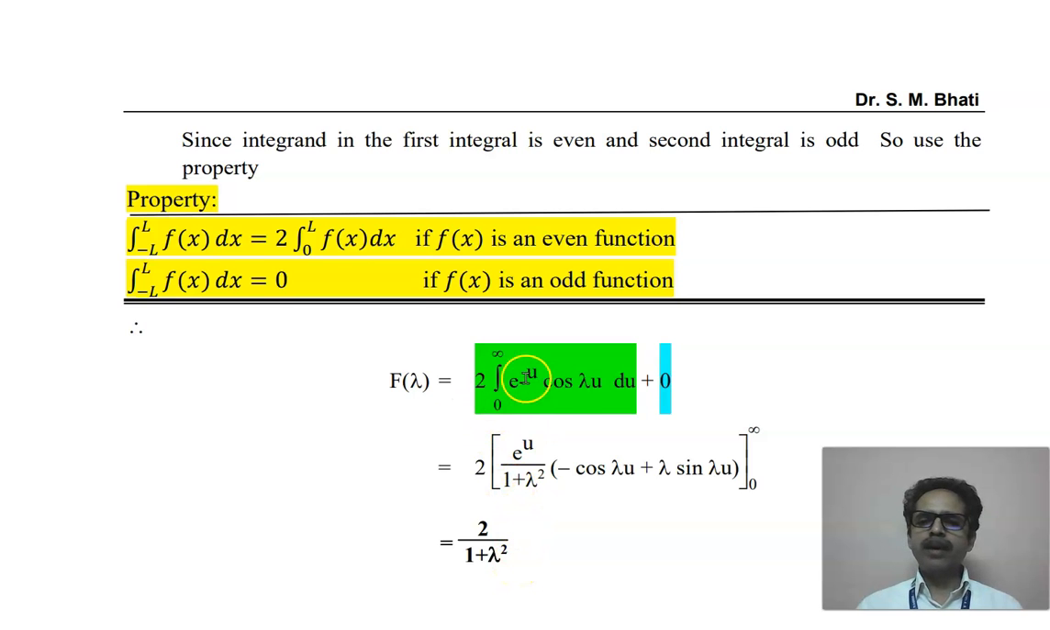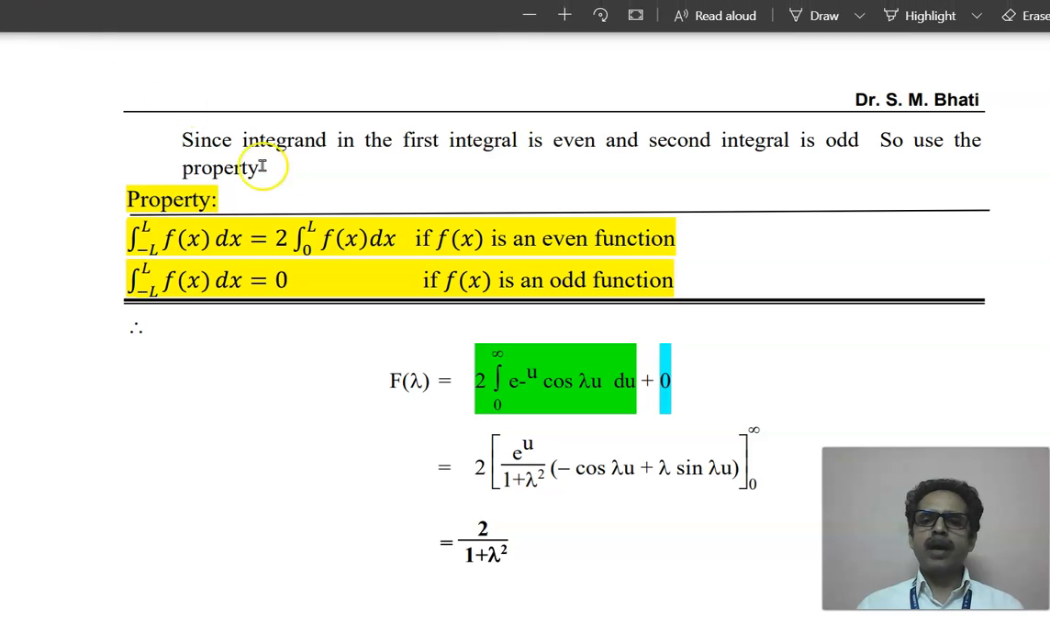Here we are using the standard limits. Note that here is the integration of e raised to minus u. That is not actually printed in a good way. It is not looking that way. I hope that you are understanding this.